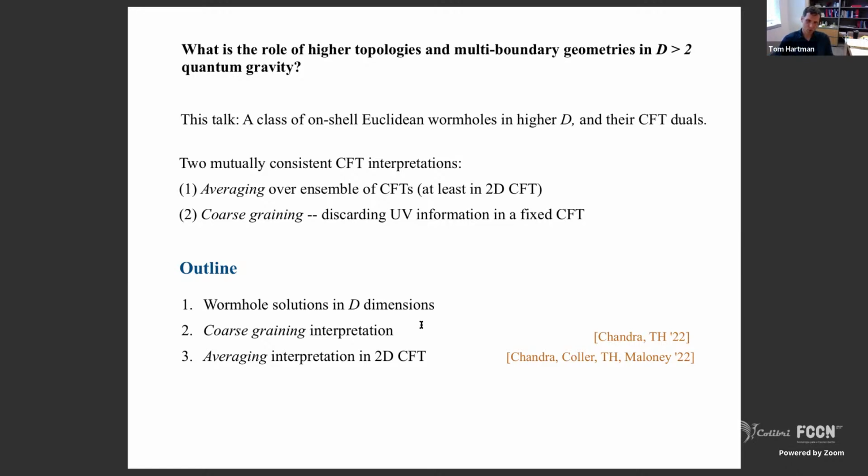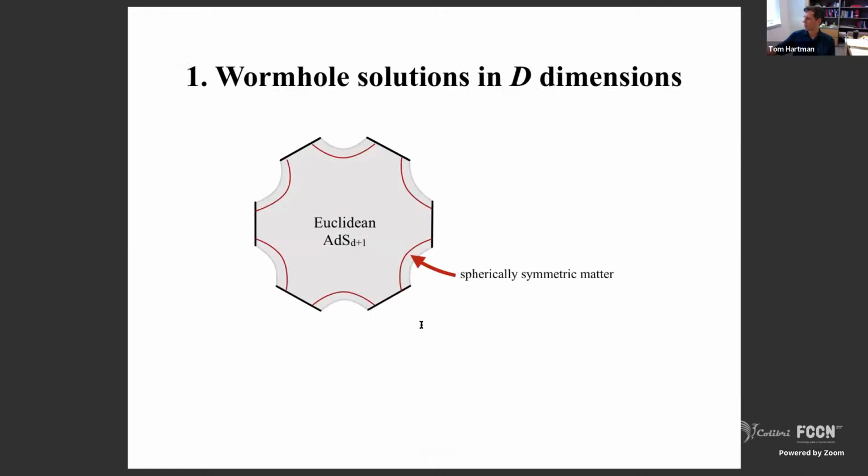So let me start with the wormhole solutions in d dimensions. This picture is something I want to dwell on for a minute. This is probably the most important thing I'll put up here. So let me explain what this picture is. This is the kind of wormhole that we're going to construct and discuss. This is an on-shell Euclidean solution of AdS gravity in any number of dimensions.